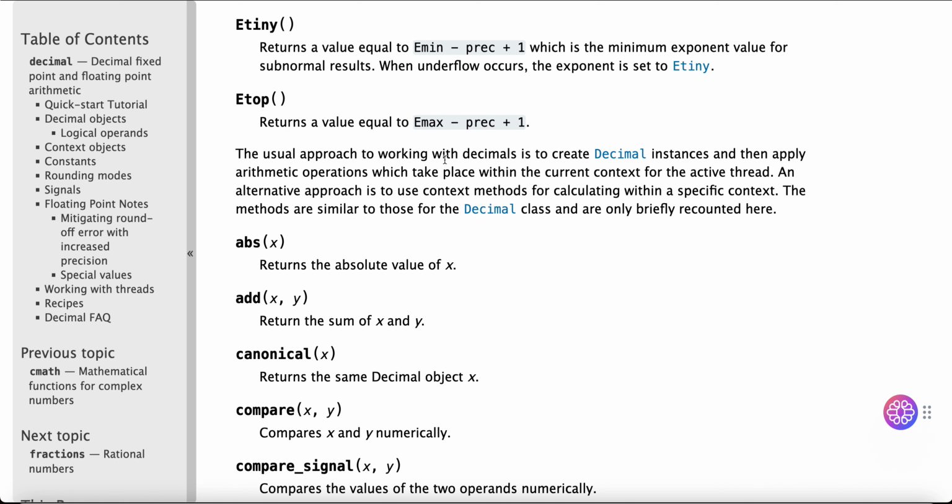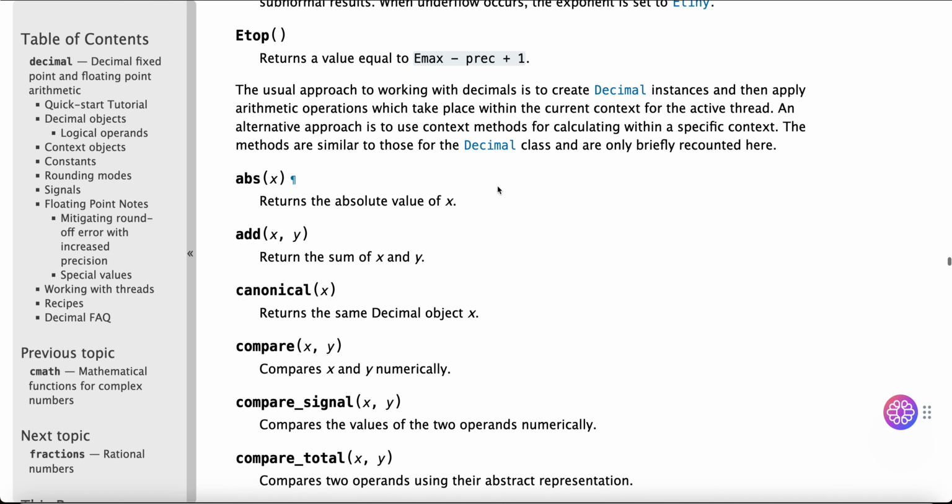The usual approach to working with decimals is to create Decimal instances and then apply arithmetic operations which take place within the current context for the active thread. An alternative approach is to use context methods for calculating within a specific context. The methods are similar to those for the Decimal class and are only briefly recounted here.